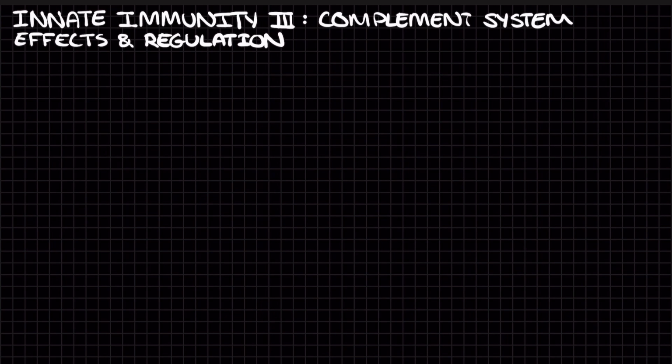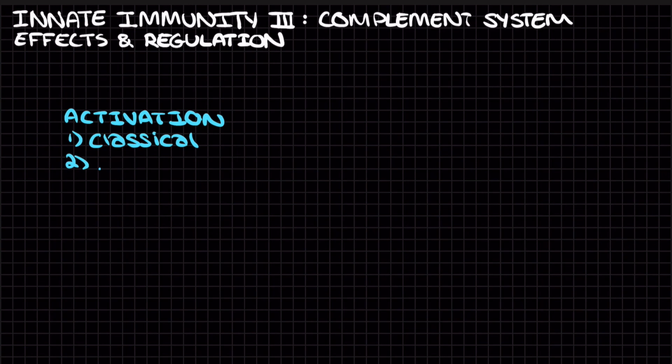In the last video, we discussed three pathways for complement system activation. So recall that for activation, we have the classical, alternative, and lectin pathways. And the downstream effects of the complement system are threefold.